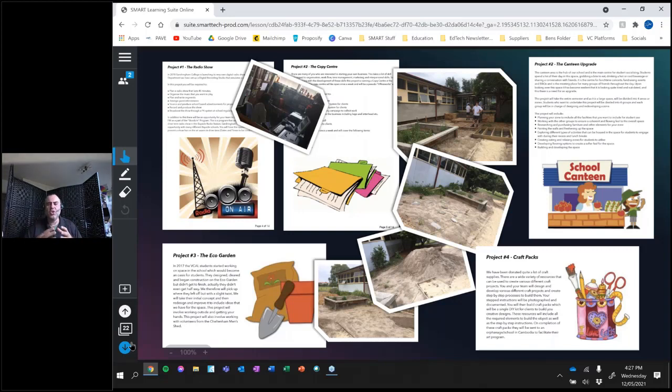So they used their interest in changing things for their school community to make it a much more connected and better place for the students. Another example is the craft packs.